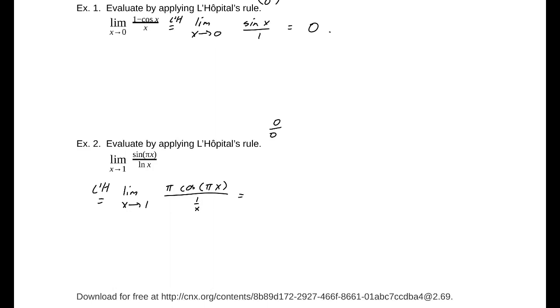And I'm going to go ahead and rewrite this. This is not L'Hopital's rule. I'm just simply rearranging: pi x cosine of pi x. And if we evaluate that at 1, we do in fact get negative pi.